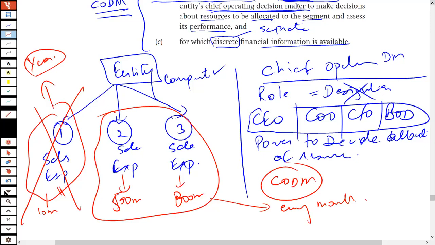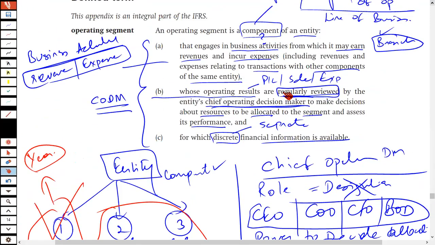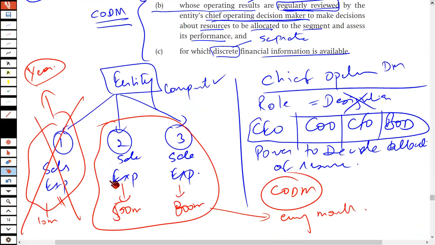Why? Because one of the conditions for a component to be an operating segment is that its results should be regularly reviewed by the chief operating decision maker. What do I mean by regularly review? The frequency by which you review the results of your other segments, you review the results of this segment also. If you don't review, that means you don't consider it to be an important segment. And if you don't consider it to be an important segment, it is not one of those areas for which separate information is to be provided to the user.